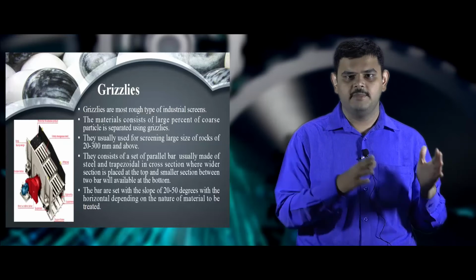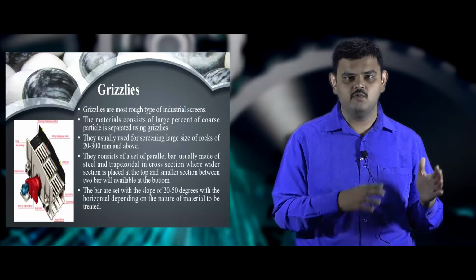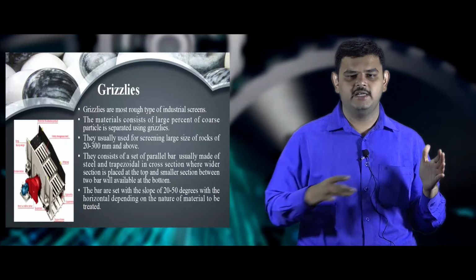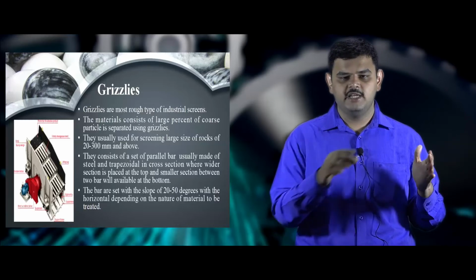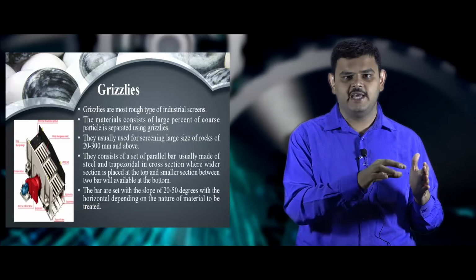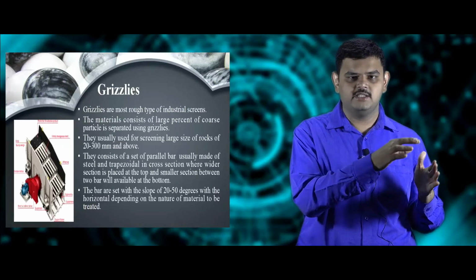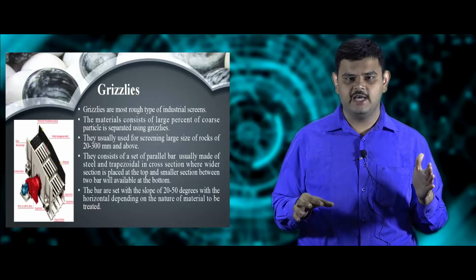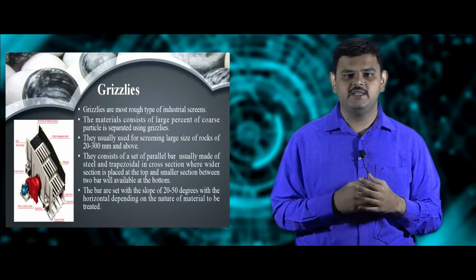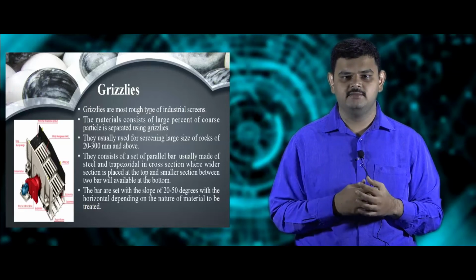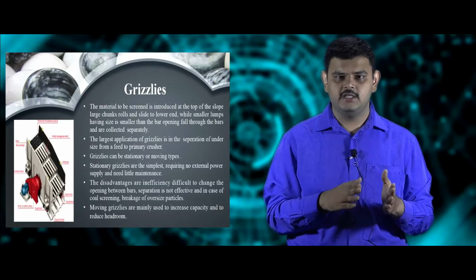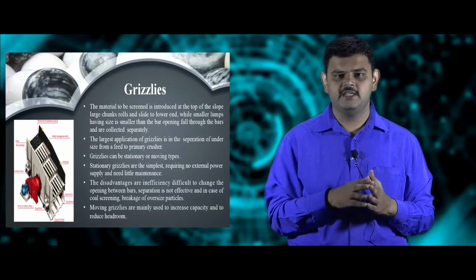The comb-shaped metallic bars have a wider cross section at the top and a narrower cross section at the bottom. In between each bar there are gaps, and the gaps are inverse in nature, where the particles move from top to bottom through the gaps, and according to the particle size they will drop and be collected. The grizzlies work in a step-by-step, comb-shaped metallic bar manner.